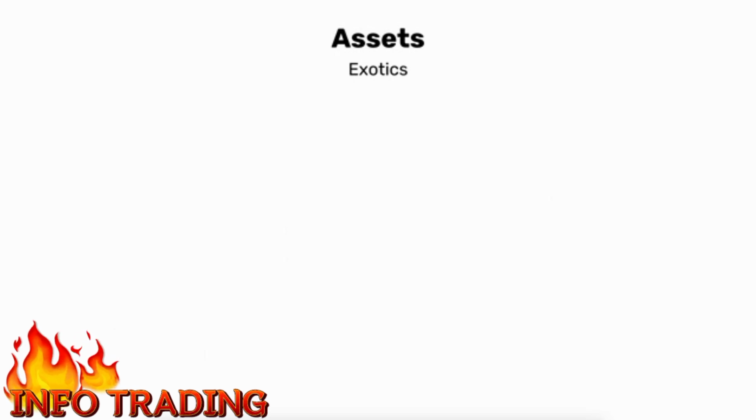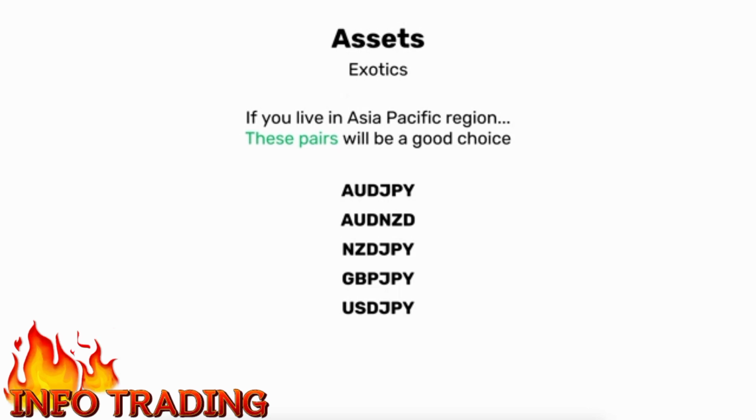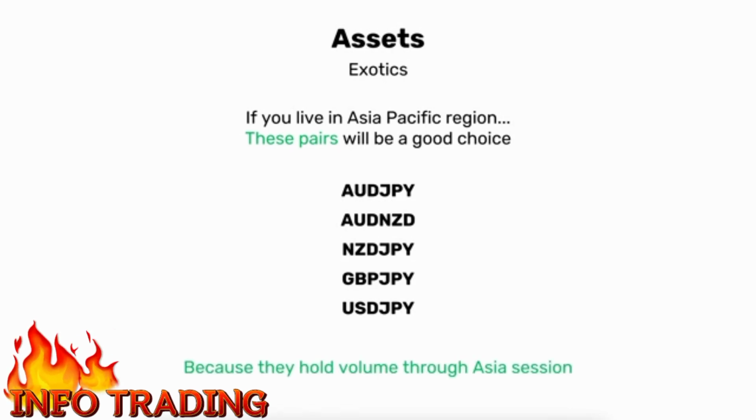So if you're in the Asia Pacific area, you probably want to look towards exotics. These are going to be a good choice for you because they hold volume. They actually move more during Asia session. And some of those pairs to look at will be basically anything with Asia Pacific weighted currencies. So AUD JPY, NZD JPY, GBP JPY, USD JPY, and so on. As I said, these pairs hold volume through Asia session, so you're actually still going to get some movements here, whereas a lot of the pairs like Euro USD will just flatline and do nothing through the majority of Asia sessions.